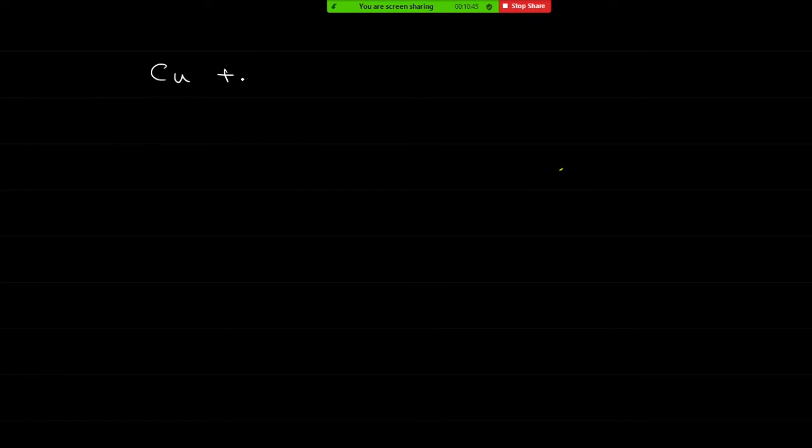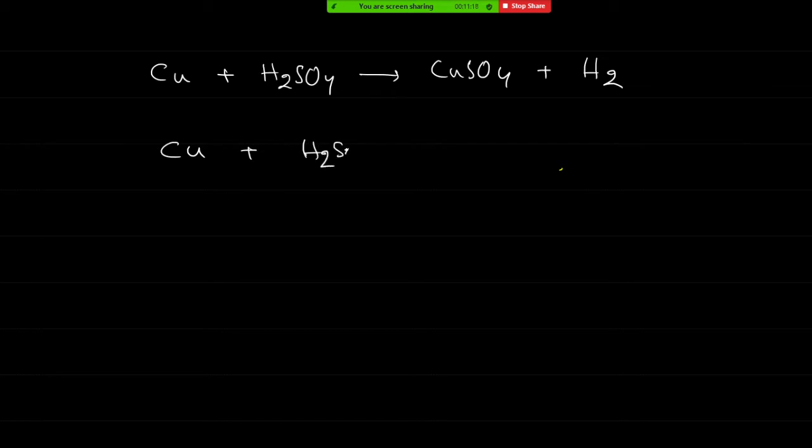Okay, so copper is reacting with sulfuric acid, H2SO4, to give rise to copper sulfate plus hydrogen. So this is one skeleton equation, but looking at this equation, if you just balance it, that does not mean that it is a real equation, because what actually happens is that the copper is not able to remove the hydrogen from sulfuric acid.